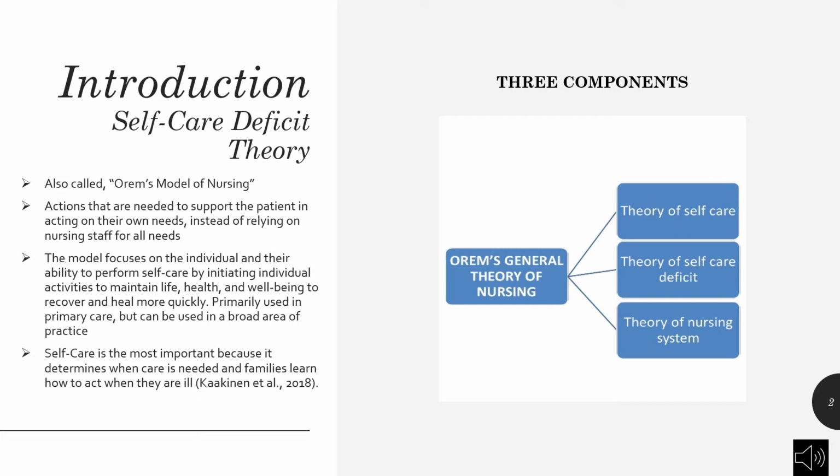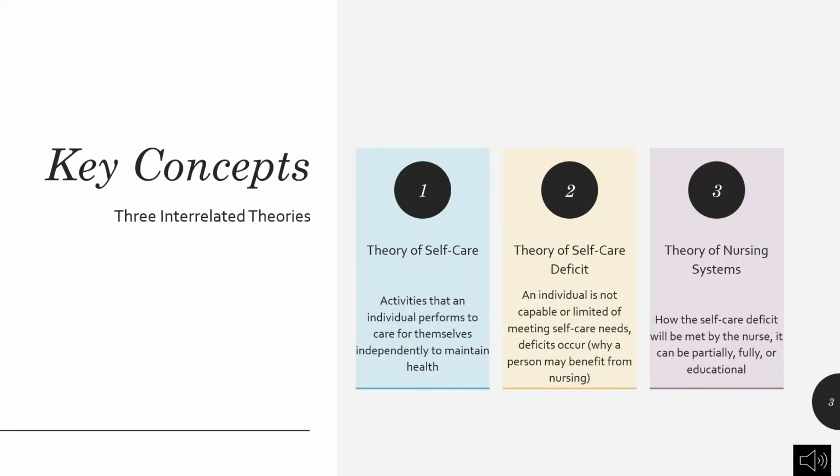There are three components to the self-care deficit theory, and they include theory of self-care, theory of self-care deficit, and theory of nursing system. Key concepts. There are three interrelated theories in Orem's model of nursing. The first one is theory of self-care. This is activities that an individual can perform and initiate for themselves independently to maintain their own health.